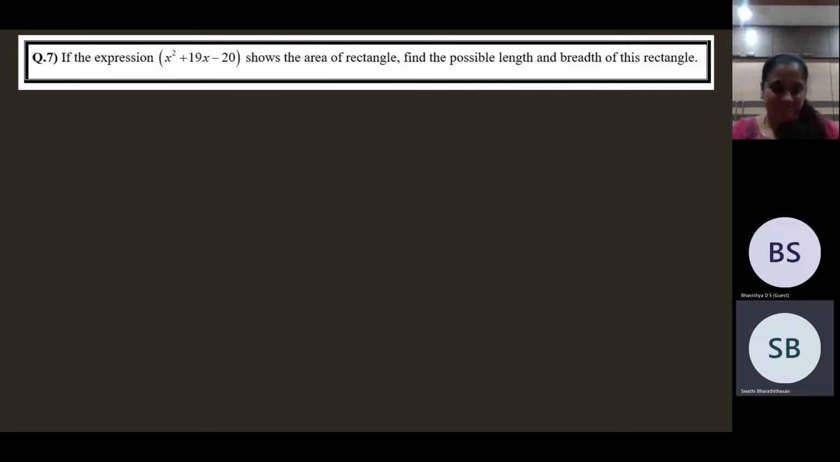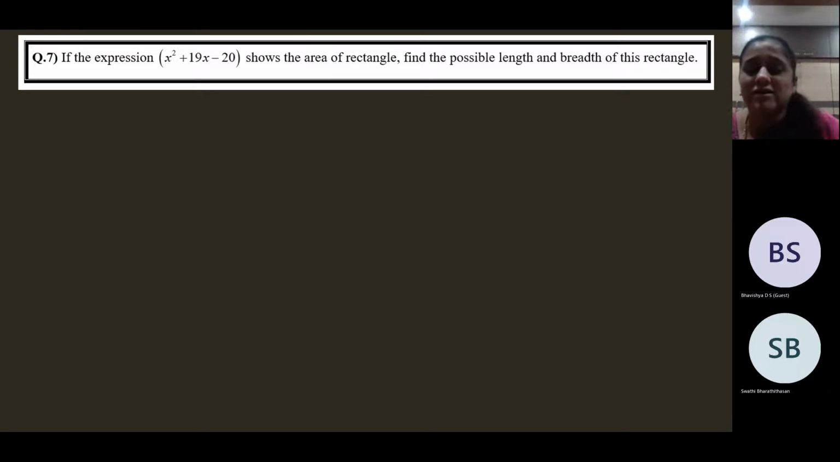I tried it in many ways, but I didn't get the answer. You're not able to split the middle term, is it? Yes, ma'am. Okay. All right. So Swati knows that you have to split the middle term. So for that idea, I'll give you half on 2. Swati can take half on 2.